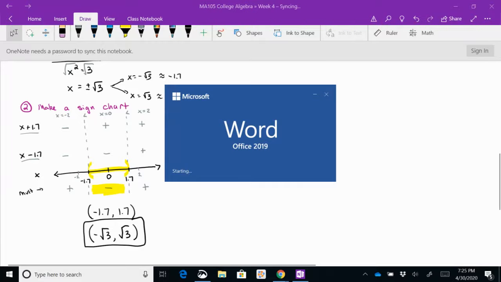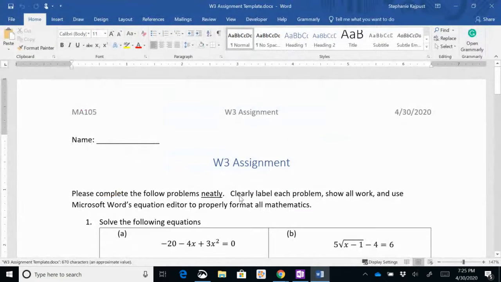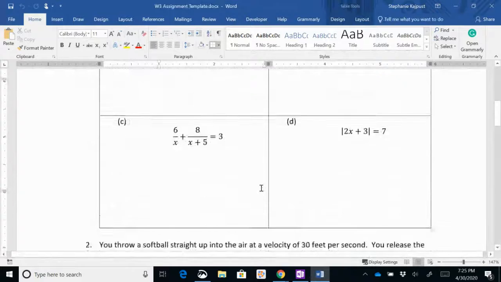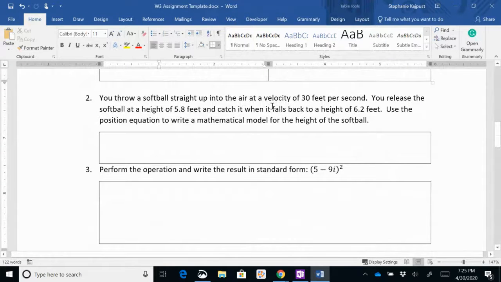The softball one. Ah, yes. Okay. So we throw a softball straight up in the air. This one's a good one because you're going to be looking at this again for week 5. You throw a softball straight up into the air at a velocity of 30 feet per second. You release the softball at a height of 5.8 feet and catch it when it falls back to a height of 6.2 feet. Use the position equation to write a mathematical model for the height of the softball.